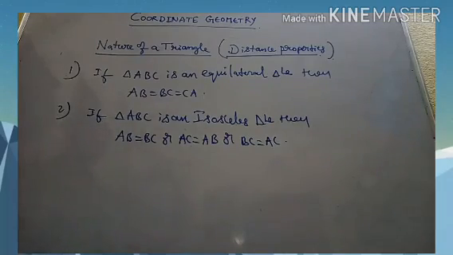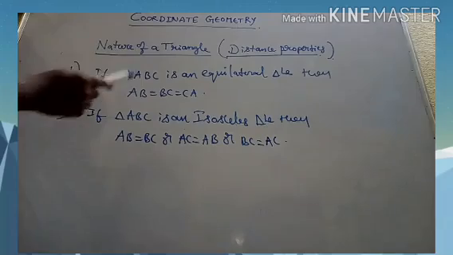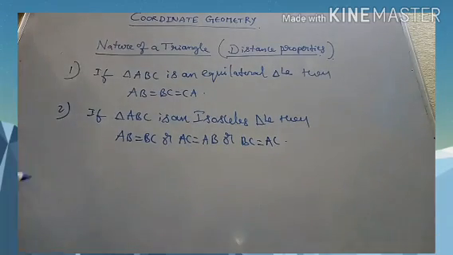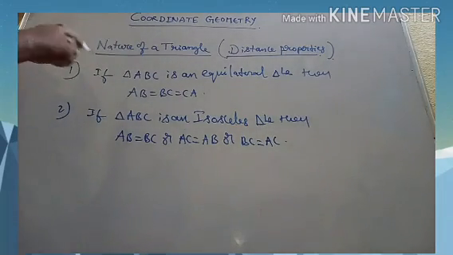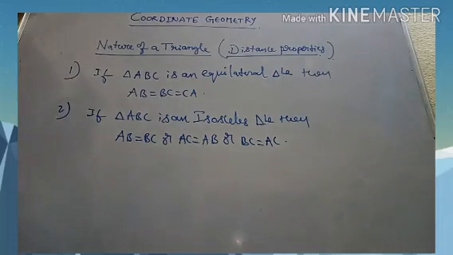Now we have some important results or properties based on the distance formula. That's why we call them distance properties. By just finding distance, we can decide some of the results, some of the facts. The first one, nature of a triangle. Next we move on to quadrilaterals also.